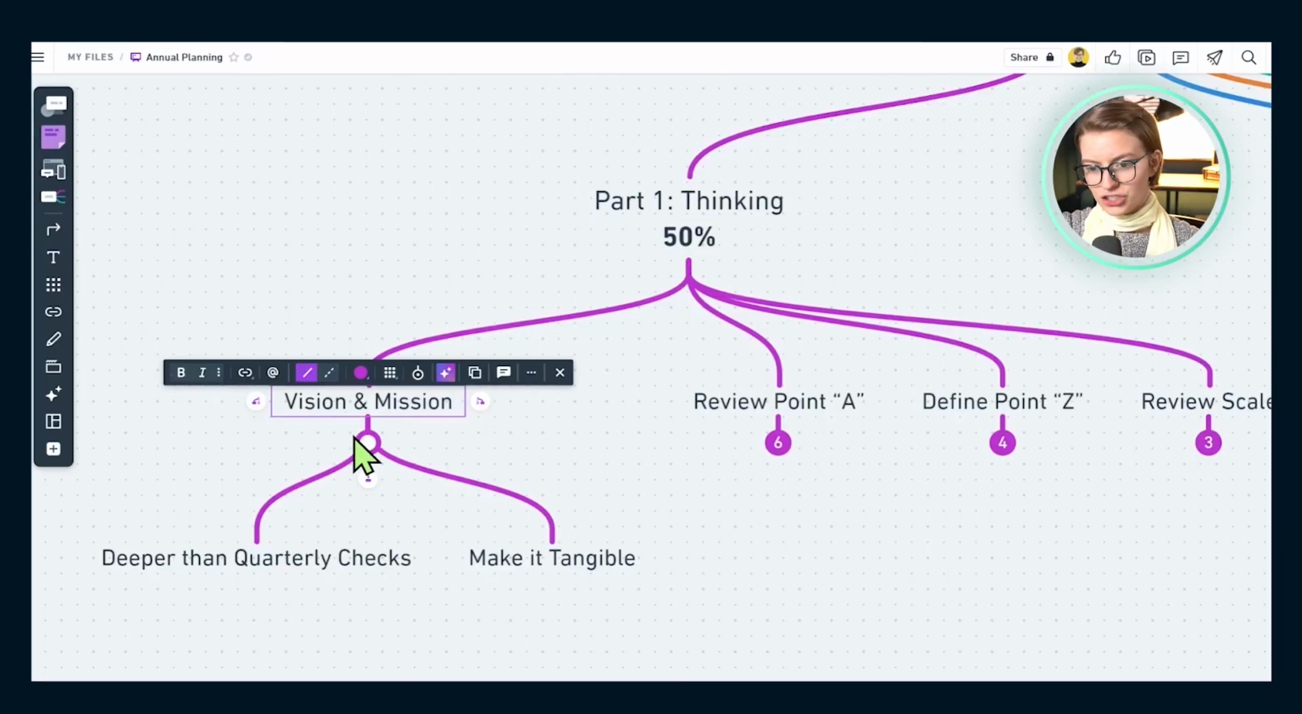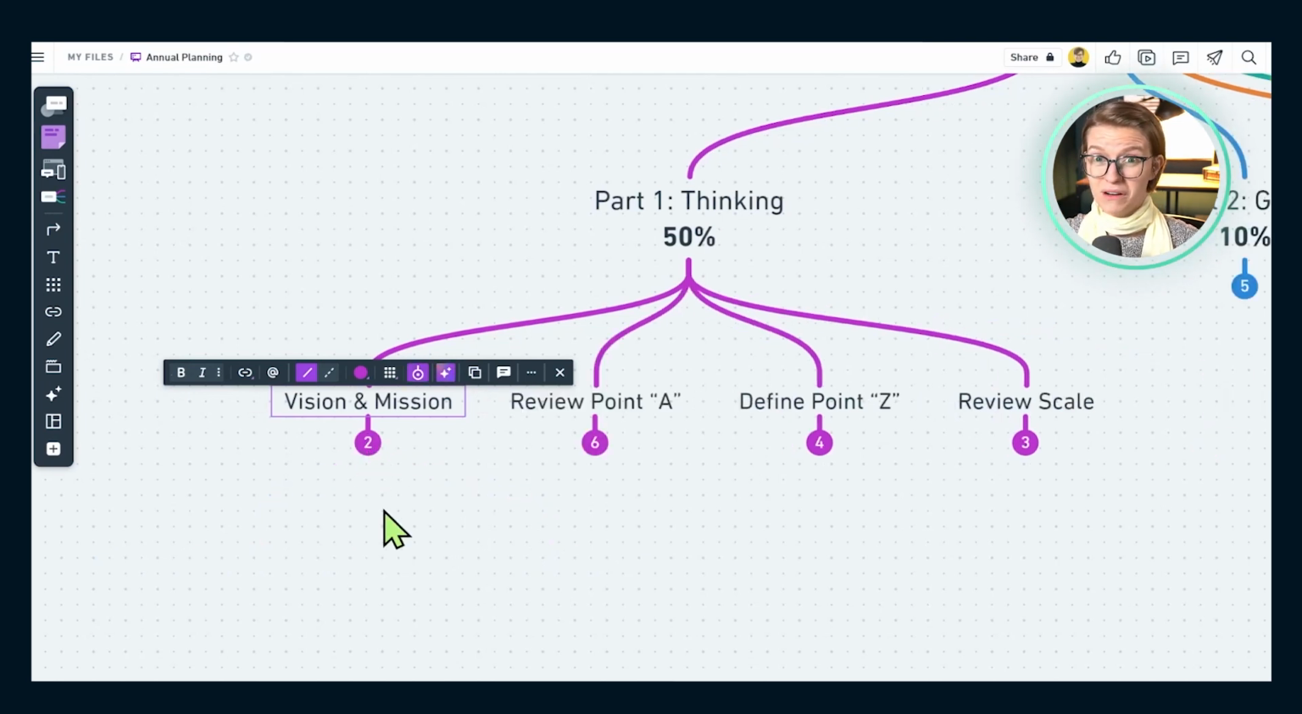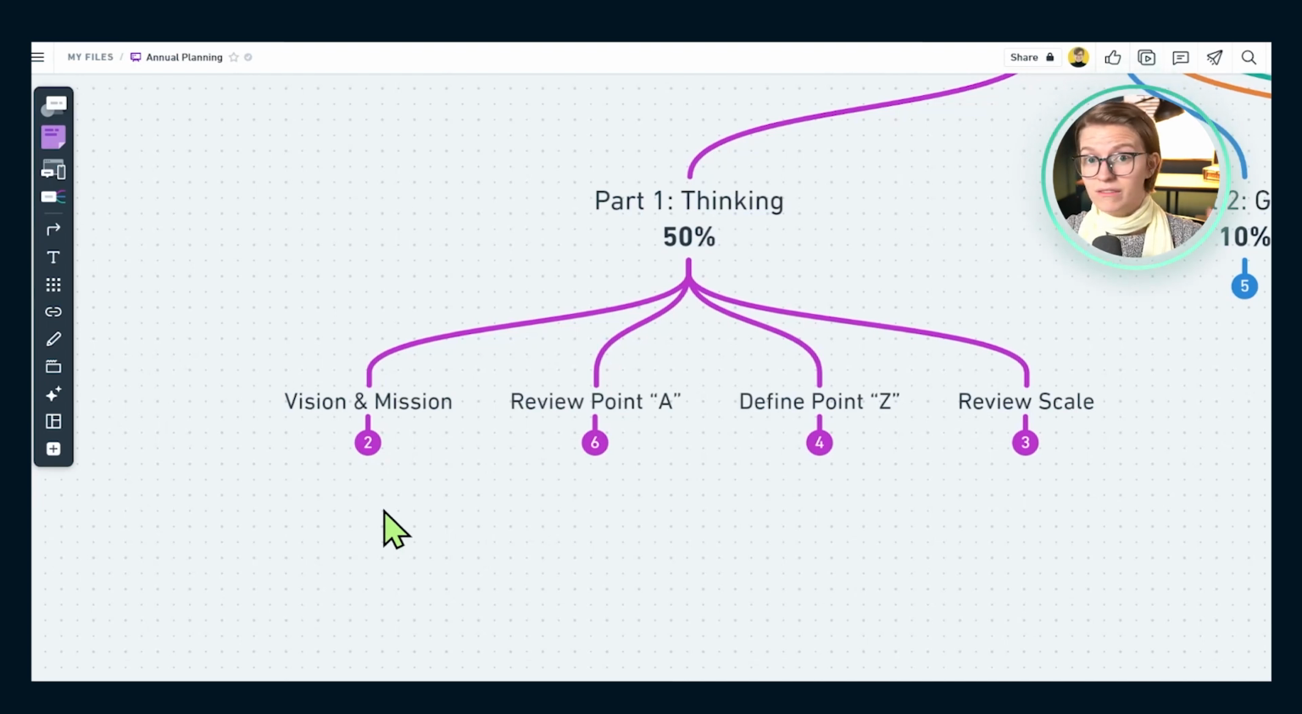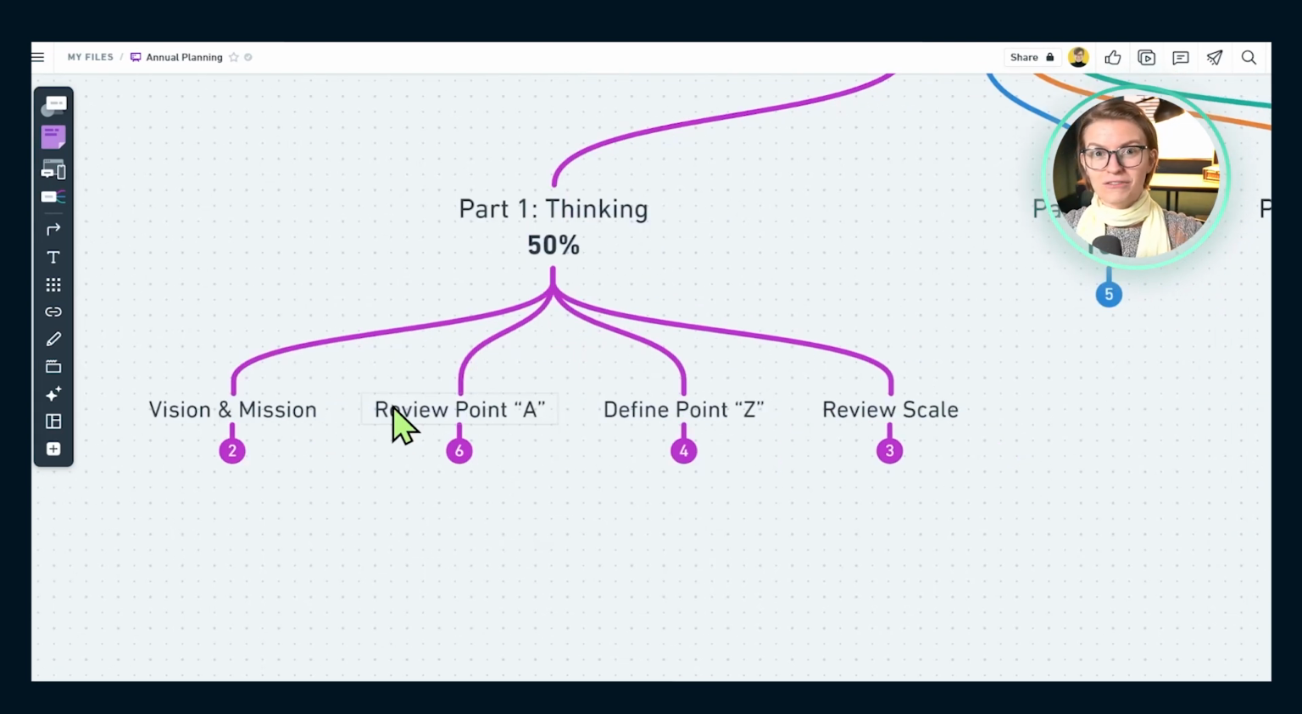So reviewing the vision and mission and then making it tangible, that's always my first stop, and often a place where I'll spend probably like an hour or 2 at the very beginning of an annual planning day because I like to touch base on the really big vision, in addition to what I do each quarter, but I just want to go deeper. After that, I want to focus on the journey.